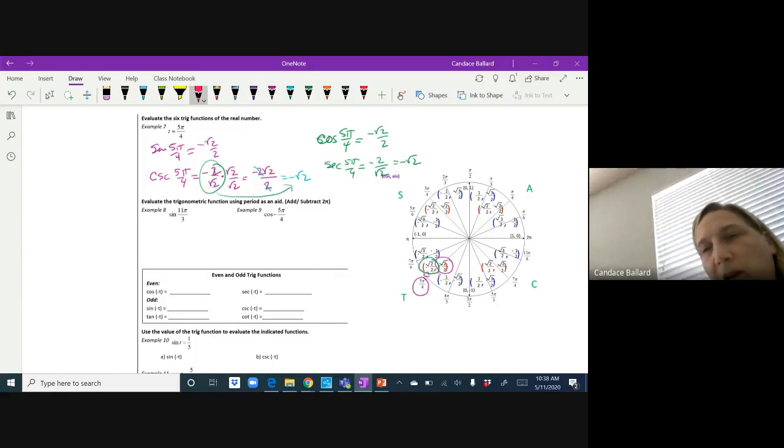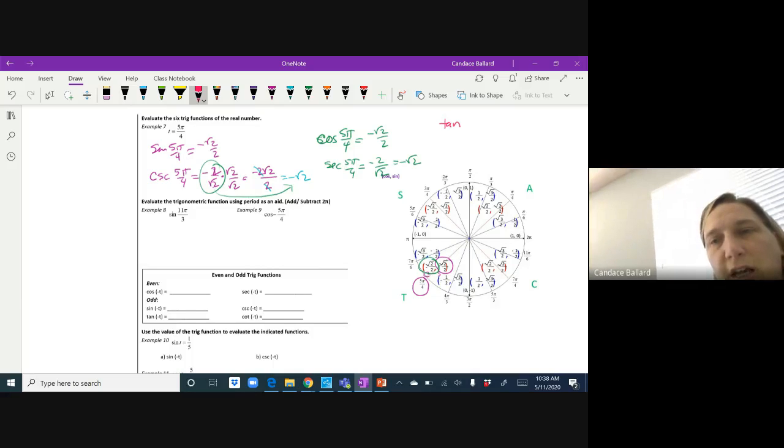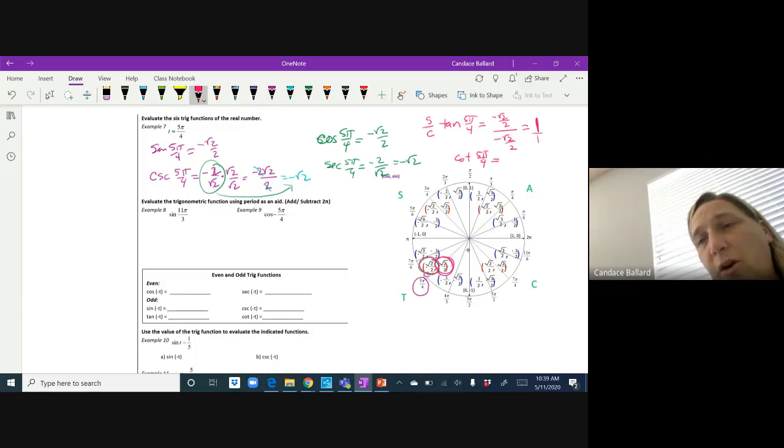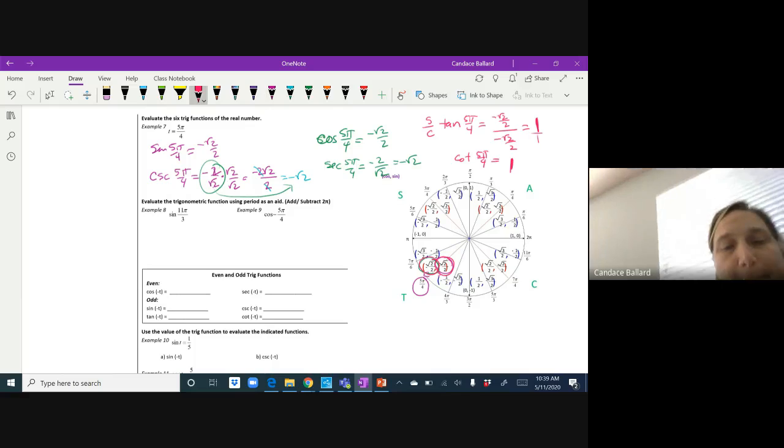And then finally, we want to do tangent. The tangent of 5 pi over 4, remember we learned on Friday, is the sine over the cosine. So I'm going to take the sine coordinate and divide it by the cosine coordinate. Negative square root of 2 over 2 divided by negative square root of 2 over 2, which hopefully you recognize is just 1. And then the cotangent would just be the reciprocal of 1, which is 1.